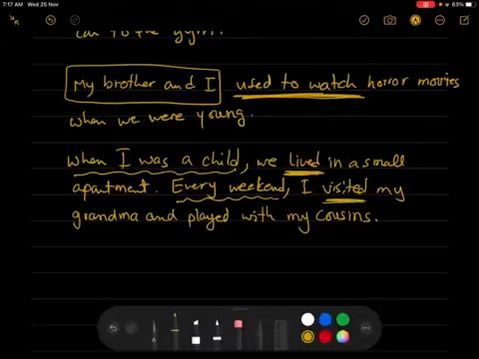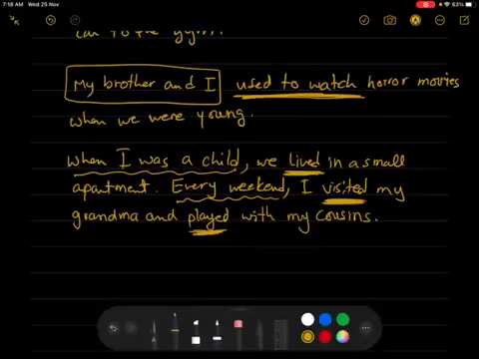Every weekend, that's a habit in the past. I visited my grandma and played with my cousins. It means every weekend in the past, I used to visit my grandma, and I used to play with my cousins. It's not necessary to use the to, the verb, because here we have the sense of, I want to make the person in front of me understand that that was a habit in the past.